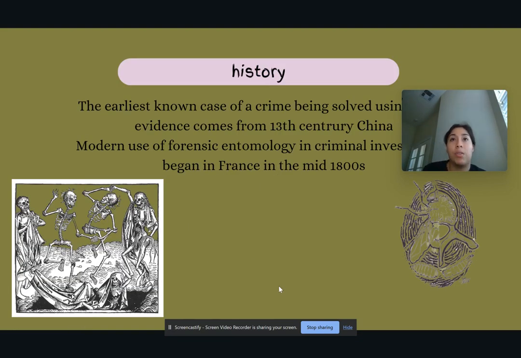Let's talk about the history of forensic entomology. Forensic entomology is not anything new. It is an incredibly old forensic technique. The first recorded use of forensic entomology was in a homicide investigation in 13th century China. Sung Tzu discussed a case about a man that was found murdered in a rural village.